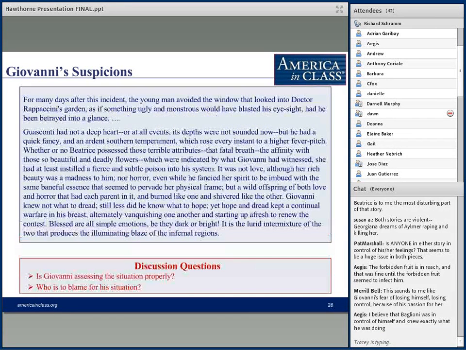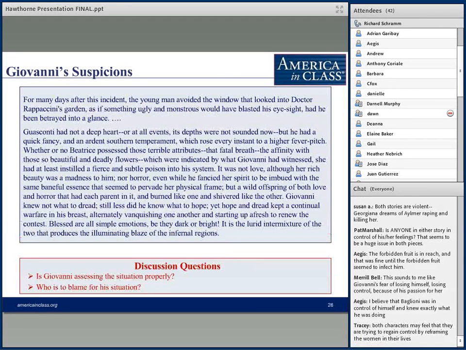All right, and here I believe that Baglioni was in control of himself and knew exactly what he was doing. Yeah, that relates to your suggestion that it may be Baglioni's story after all. We have another comment: both characters may feel that they're trying to regain control by reframing the women in their lives. Controlling female sexuality. Yeah.